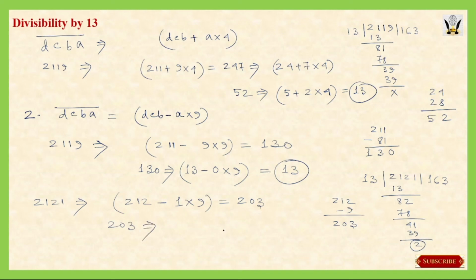So here it will be 3 multiplied by 9, and then that result we will subtract from 20. 20 minus 27 is minus 7, and that is not divisible by 13. That means 2121 is not divisible by 13, and that we have already checked separately.